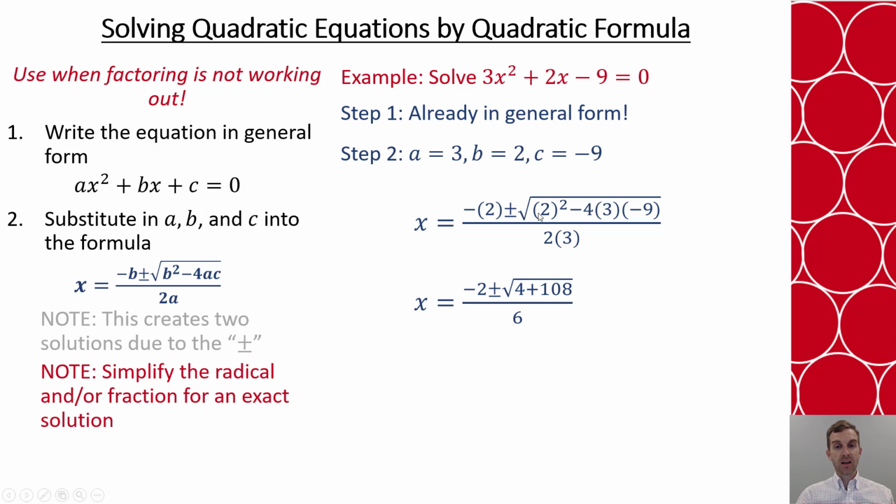If I do that, 2 squared is 4. Negative 4 times positive 3 times negative 9, because there's two negatives, that becomes plus 108. And then 2 times 3 is 6. When I simplify inside the radical, I have 112. 112 is not a perfect radical, so I need to simplify that radical, and I'm going to use my tree factoring to help me. I think about 112, I can split that into 4 times 28.